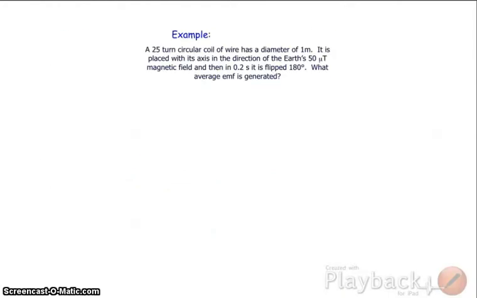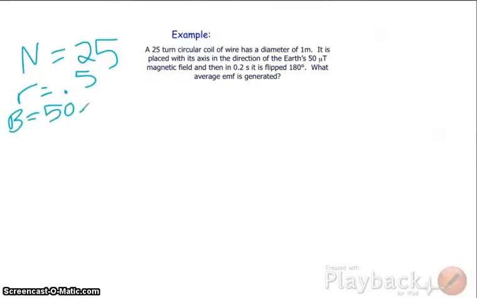Alright, let's look at an example. You have a 25 turn coil, has a diameter of 1, so a radius of 0.5. It is placed with its axis in the direction of the Earth's 50 micro, so 50 times 10 to the negative 6 Tesla magnetic field. And then in 0.2 seconds, it's flipped 180 degrees. What is the average EMF?